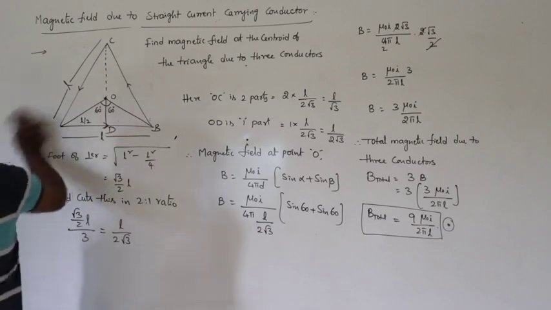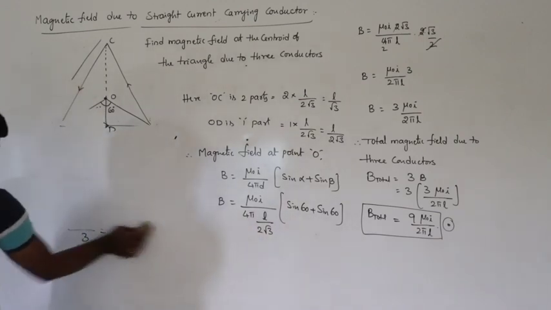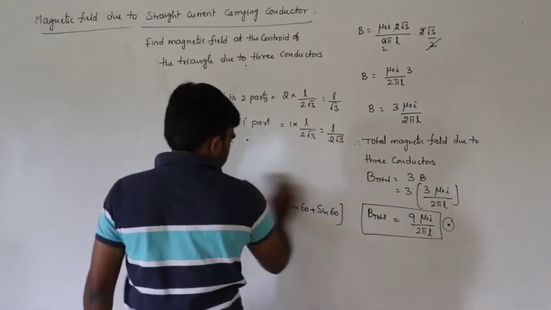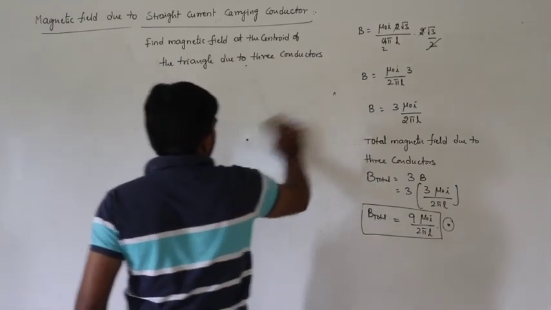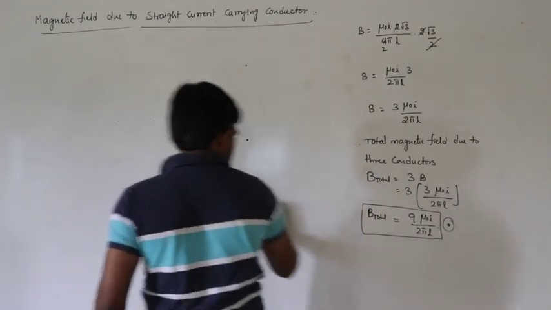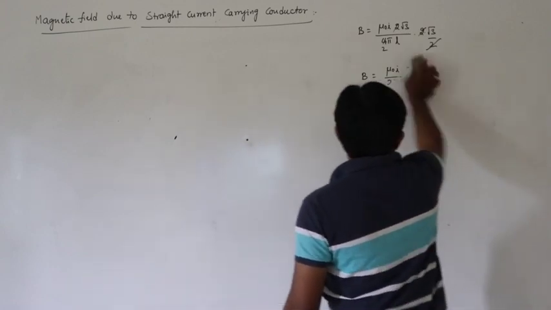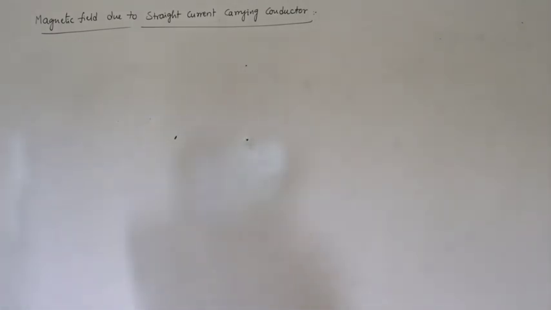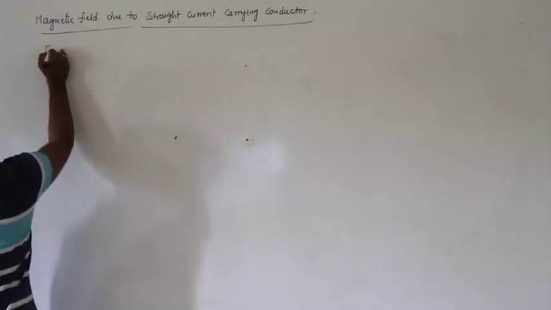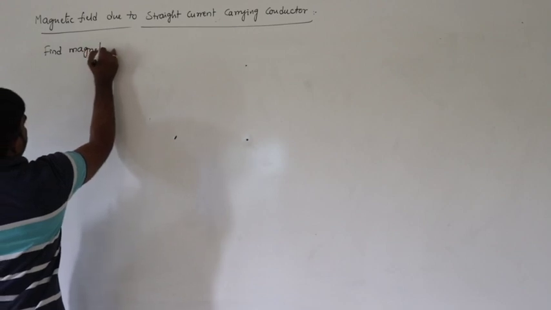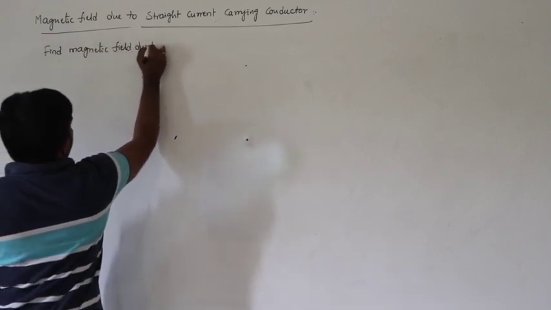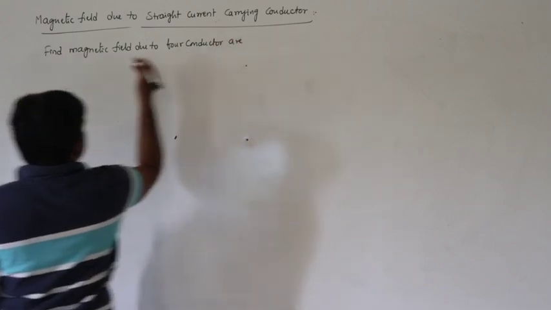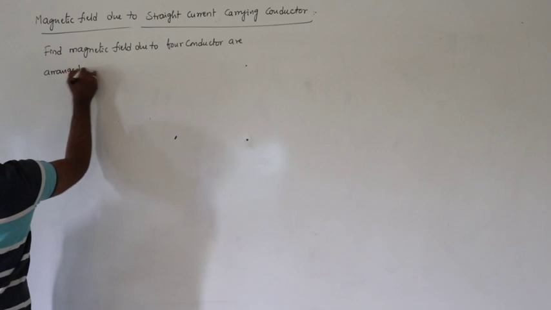So, next, find the magnetic field due to 4 conductors arranged in the form of a square.